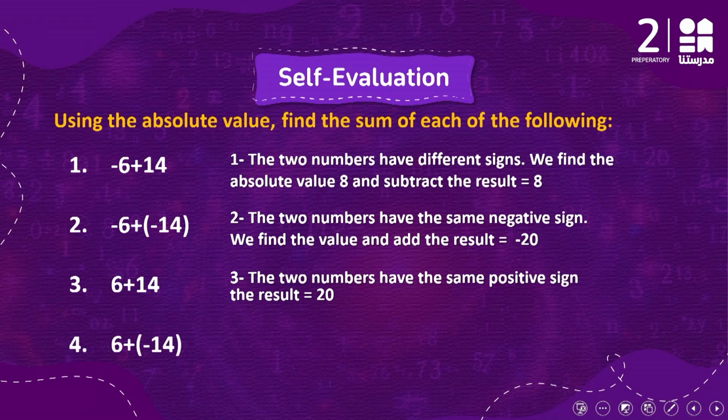And number 4, 6 plus negative 14. Now we have positive 6, which is the right direction, and negative 14, which is the left direction. Now they are different directions, so you have to subtract. What's 14 minus 6? It's 8. And you move to the left direction more than the positive one, or more than the right one. So the answer must be negative, so the answer is negative 8.